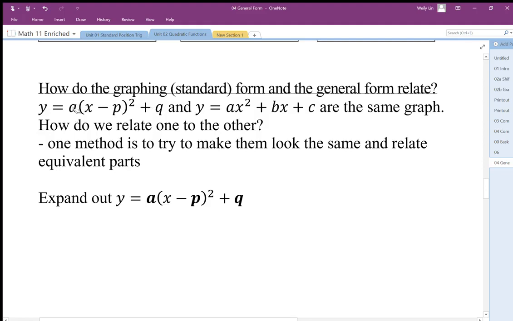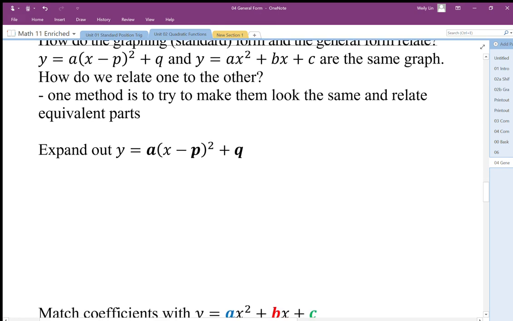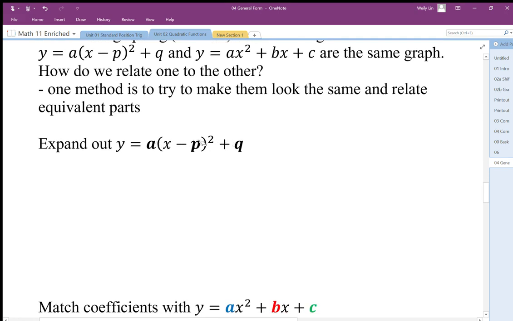This graphing form is really our go-to form. This P value is going to shift the parabola. This Q value also is going to shift it. This one happens to shift it horizontally. This one shifts it vertically. So how is it that we can connect this form of the quadratic to this form of the quadratic? Well, what we can do is expand this out and try to make the parts equal to each other. We can match.